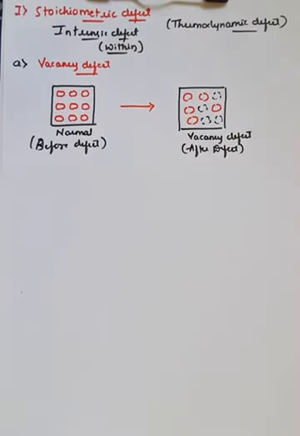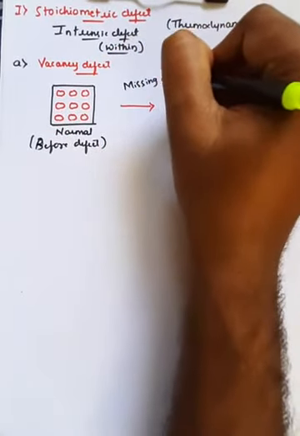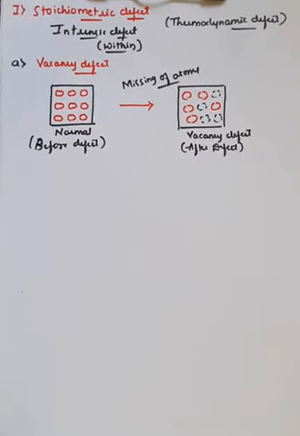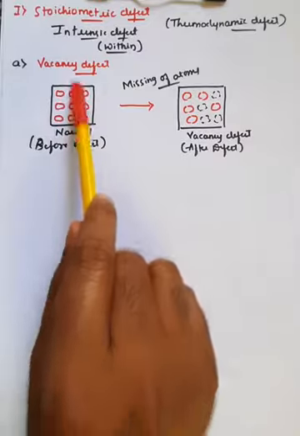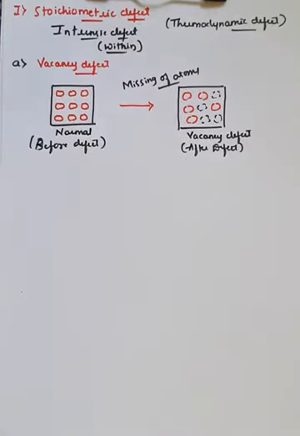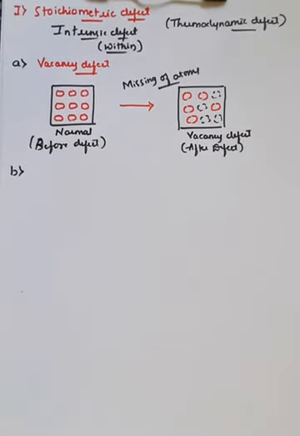The defect which is caused due to the missing of atoms from their normal site, or you can call it complete missing of atoms, which means they are going out from the ideal or regular arrangement, is generally called a vacancy defect. That is the first type of defect. And the second type of defect is generally called the interstitial defect.